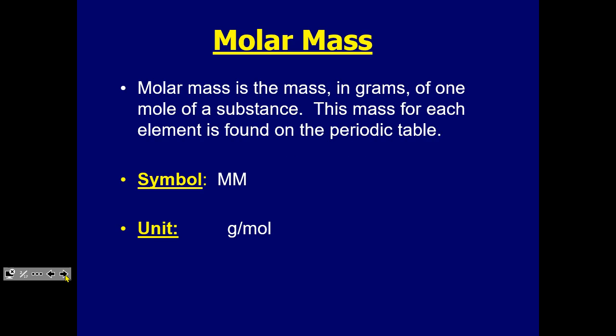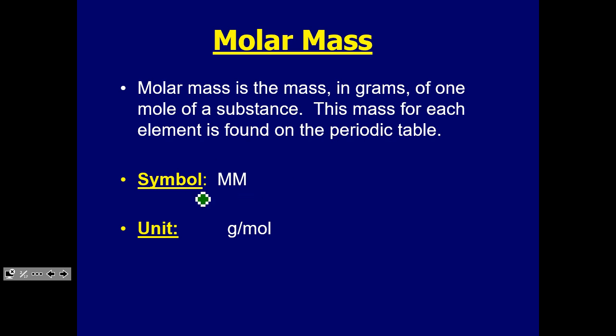So, the molar mass. The term molar, notice it's mole with AR on the end. It just means pertaining to a mole, a molar mass, which means the mass of 1 mole. And you can see there in the statement, and you can pause and write however you need to, it is the mass in grams of 1 mole of a substance. Now, this number happens to be the mass for each element found on the periodic table. What does that statement mean? I'm going to explain that in a moment.